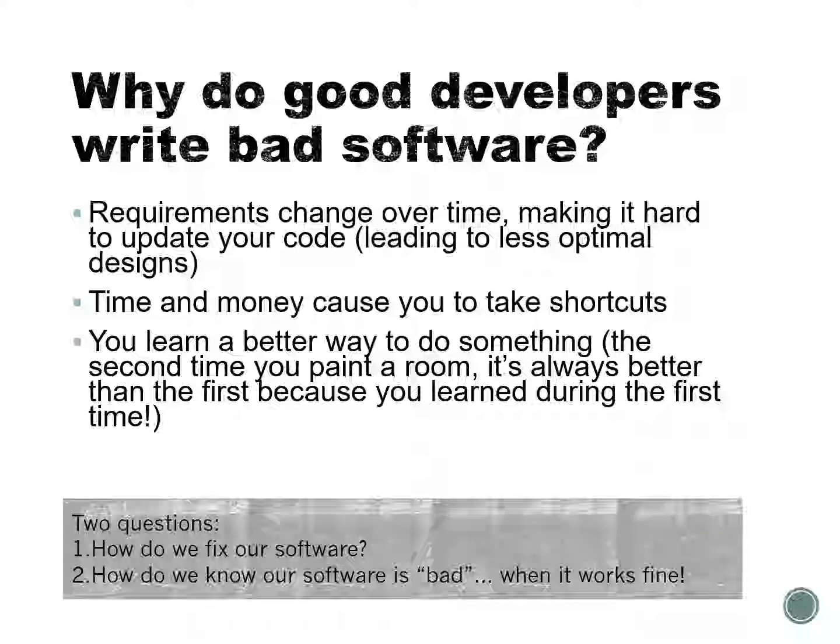So there's actually two things. How do we fix our software? Or how do we know that our software is bad when it actually even still keeps working? Like I said earlier, you don't necessarily always have broken software. You just have something that's a complete nightmare to maintain or to add new features to. But the current iteration still works. So why should we do anything to it?